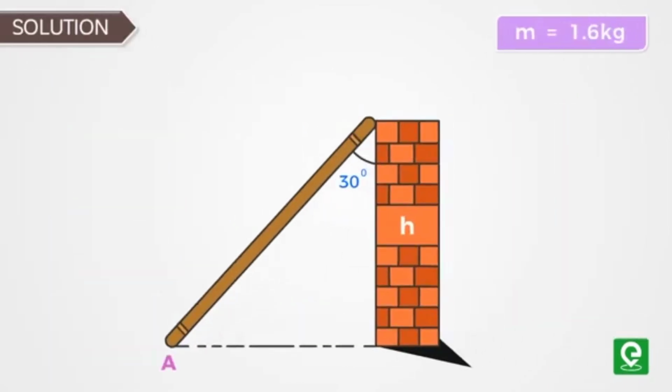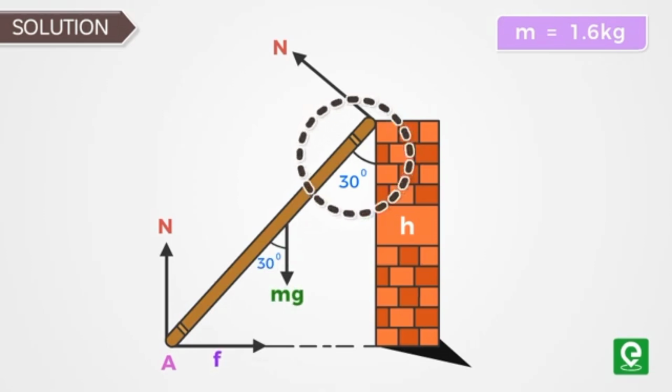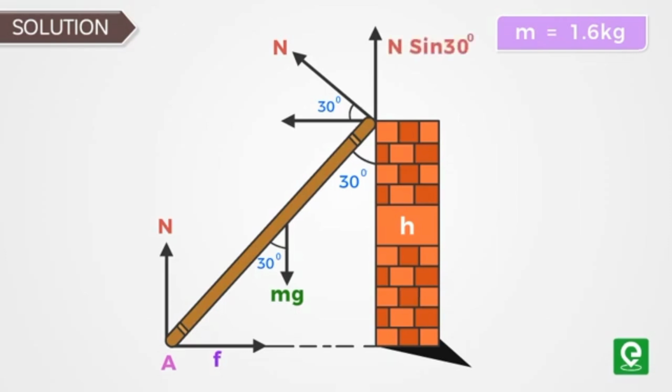Solution: we are given a stick of mass equal to 1.6 kg. The reaction force of the wall on the stick is equal in magnitude to the reaction force of the floor. Frictional force f is acting at the bottom of the stick. Weight mg is acting downwards. If the angle between the stick and the wall is 30 degrees, then the angle will also be 30 degrees. Now, the vertical component of the reaction force, N sin 30 degrees, will act in the y-axis and the horizontal component, N cos 30 degrees, will be in the minus x-axis.